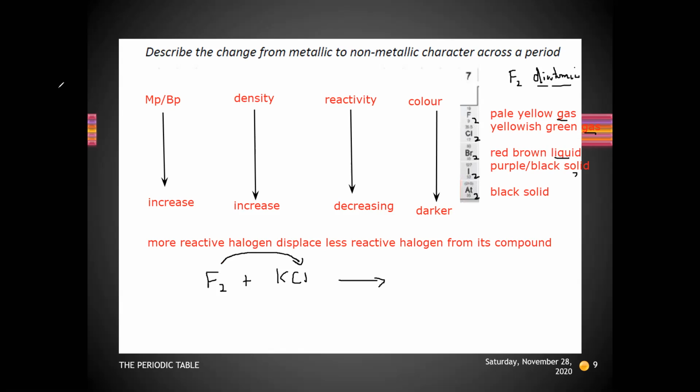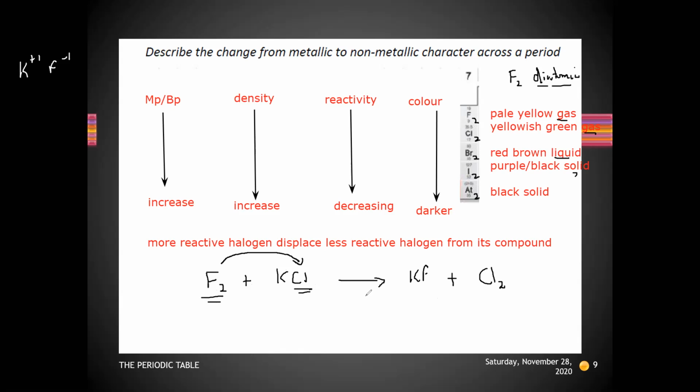And what is the formula for potassium fluoride? Potassium is group 1, so it is +1, and fluorine is group 7, so it is -1. So potassium fluoride will be KF. Plus, as the chlorine is displaced, it comes out as chlorine gas, Cl2. So you can see the more reactive halogen knocks out the less reactive halogen from its compound. But this equation is not balanced, so we have to balance it.